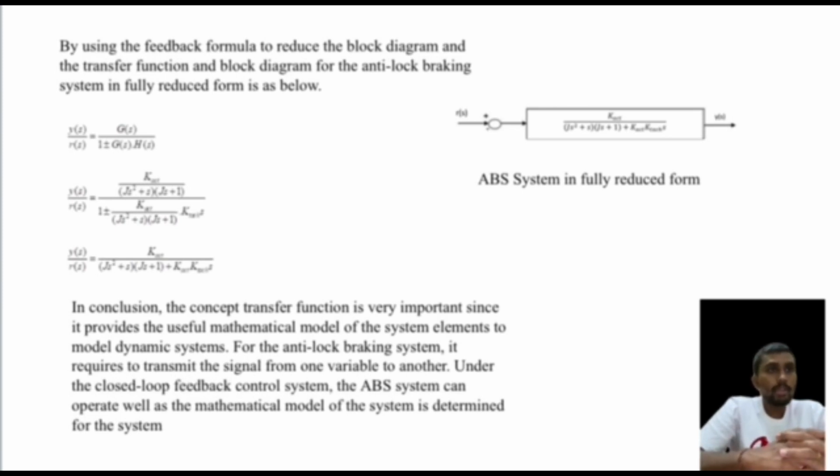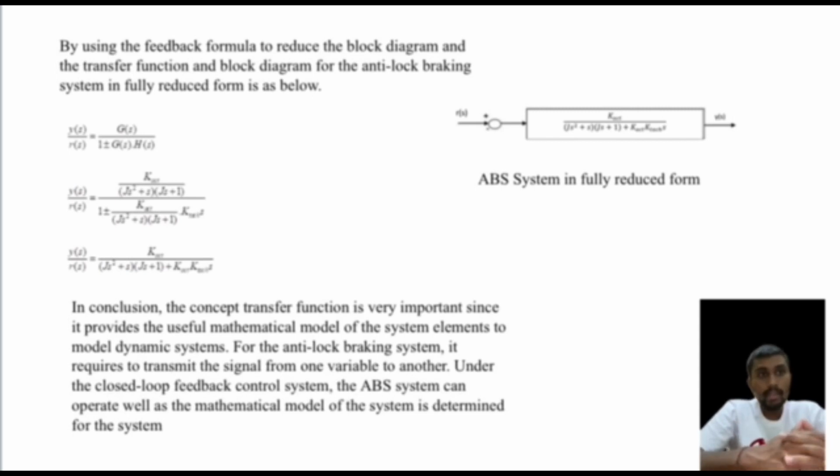So this one is the equation Y(s)/R(s) equals G(s) over 1 plus or minus G(s)H(s). So now we want to see the diagram of the ABS system in fully reduced form.